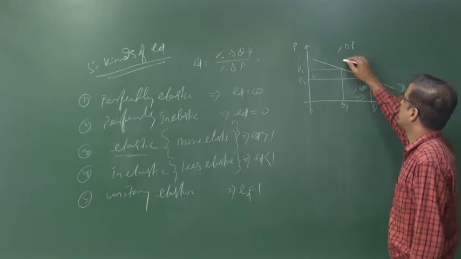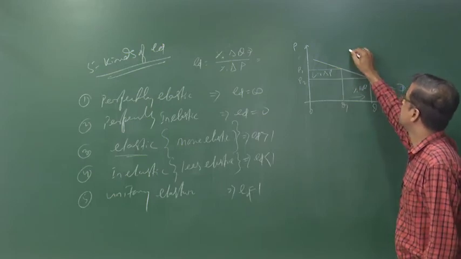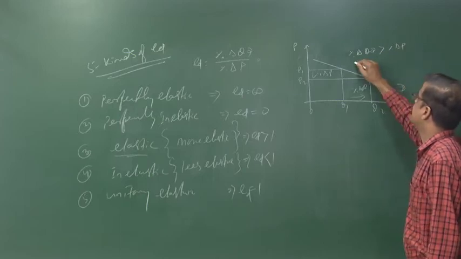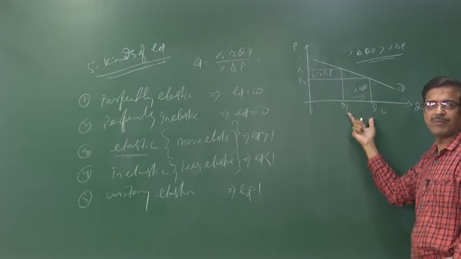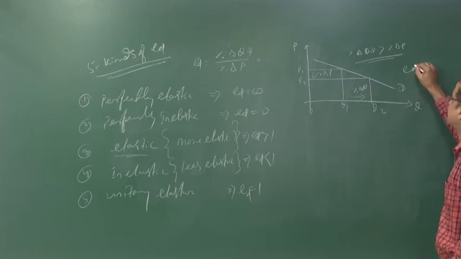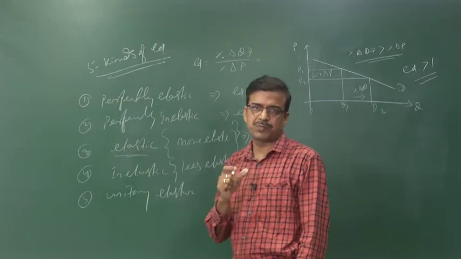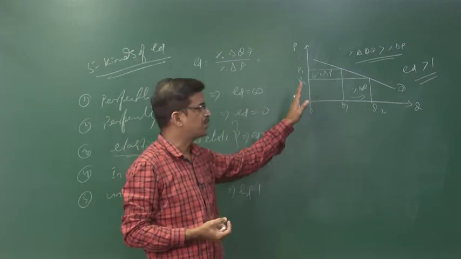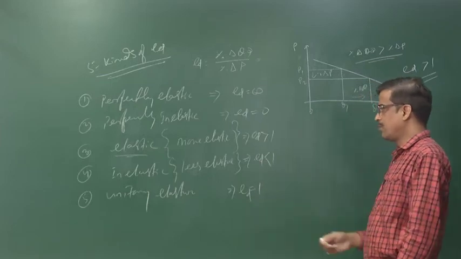Now, what do you find? The percentage change in quantity demanded is greater than the percentage change in price of the product. This gap is larger. When percentage change in quantity demanded is greater than percentage change in price, in that case elastic demand should be greater than 1. When percentage change in quantity demanded is greater than percentage change in price, we see that elastic demand is greater than 1. Similarly, move to the next bit.